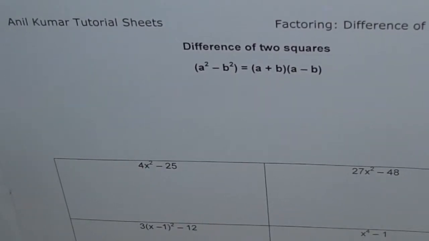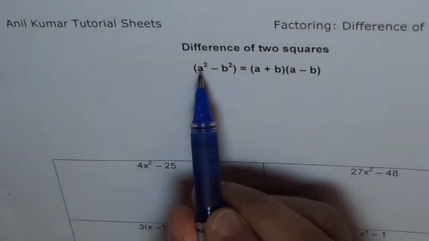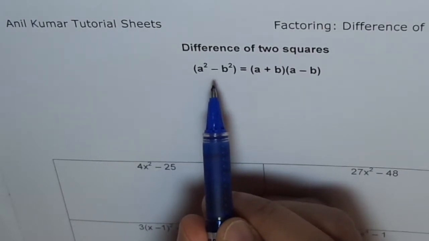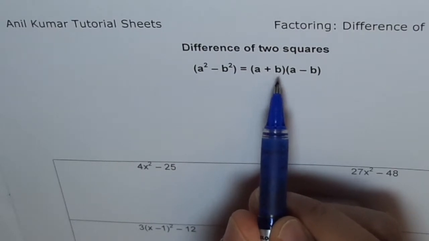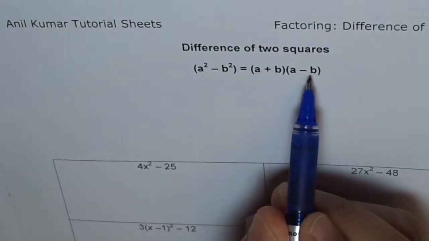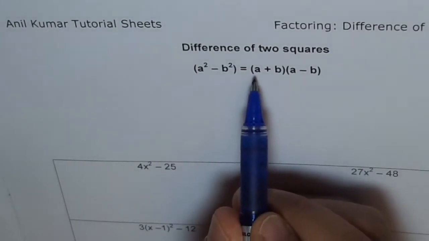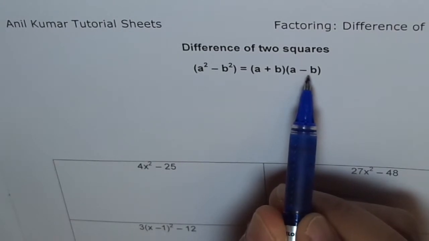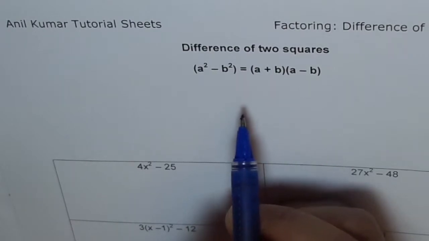Hello, let's discuss how to factor using difference of two squares. Here we have a square minus b square. This can always be factored as the product of their sum, that means a plus b, times their difference, a minus b. You can try it from this side: expand a plus b times a minus b, and then simplify it. You will get a square minus b square. So try it on your own.